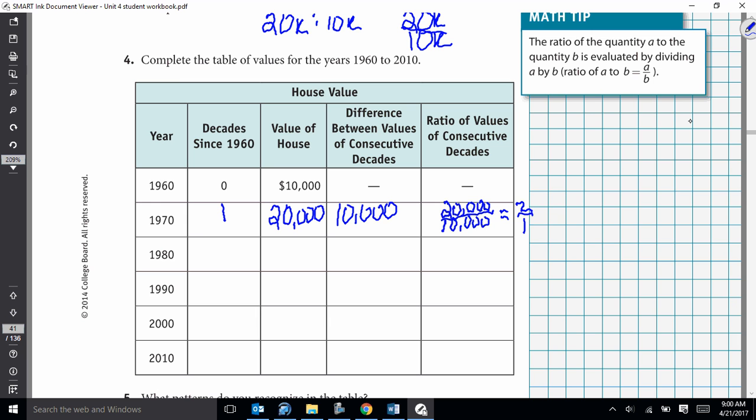All right, so for 1980, how many decades have passed since 1960? 2. So now from 1970 to 1980, we've had another decade pass. So what happens to our home value? It doubles to 40,000.